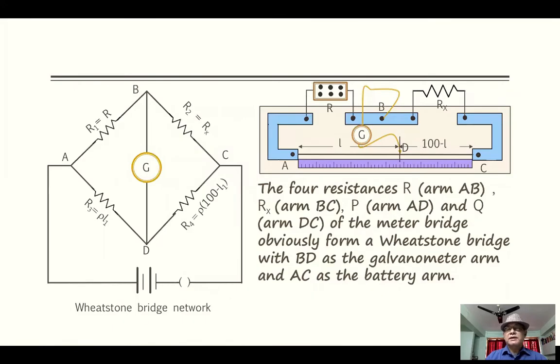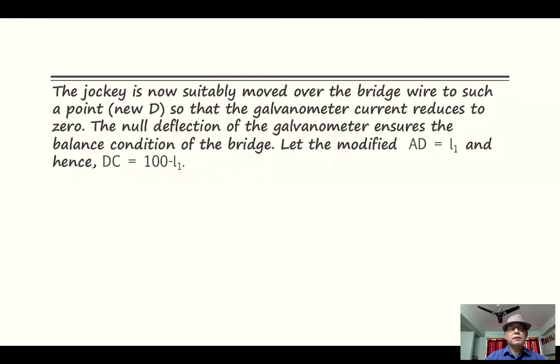The four resistances, arm AB, Rx, arm BC, R, arm AD, P, and arm DC, Q, of the meter bridge obviously form a Wheatstone bridge with BD as the galvanometer arm and AC as the battery arm. The jockey is now suitably moved over the bridge wire to such a point, a new D, so that the galvanometer current reduces to zero. The null deflection of the galvanometer ensures the balance condition of the bridge.